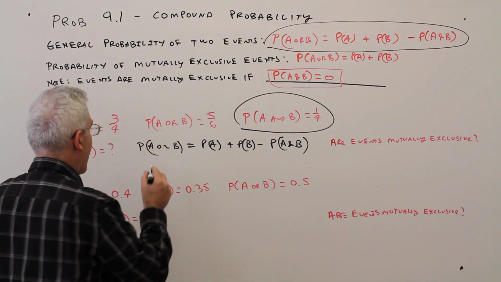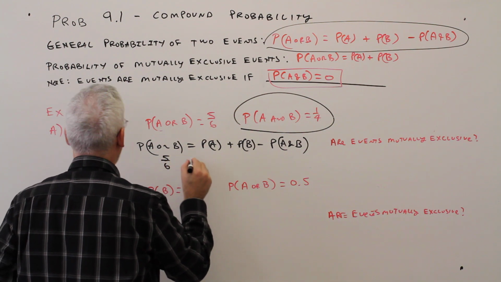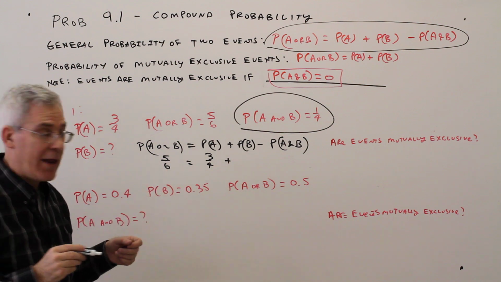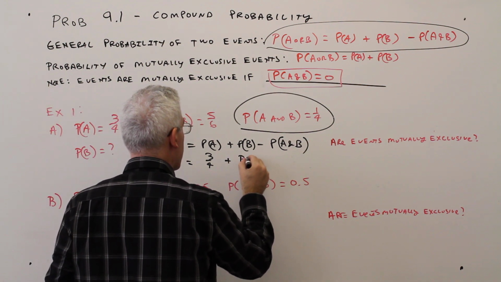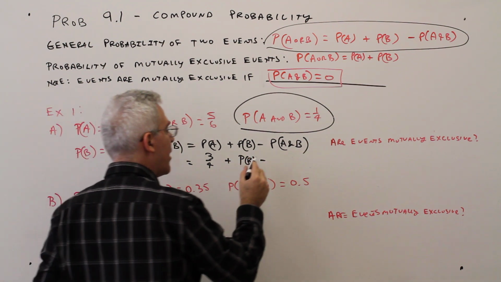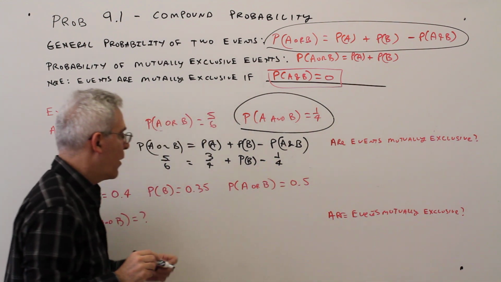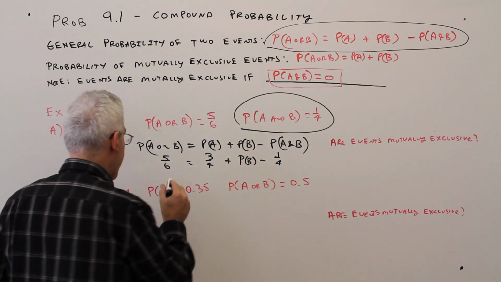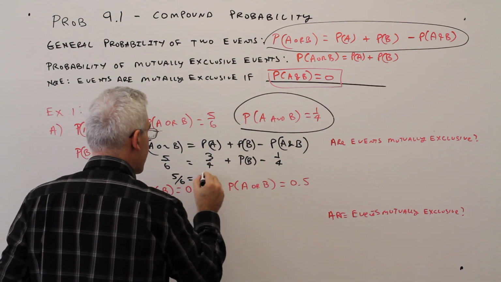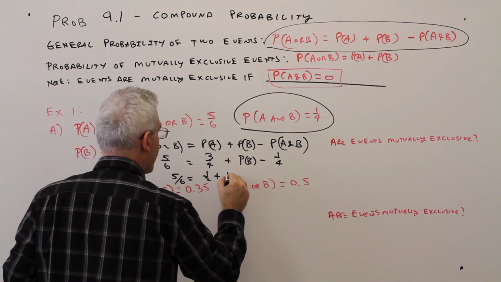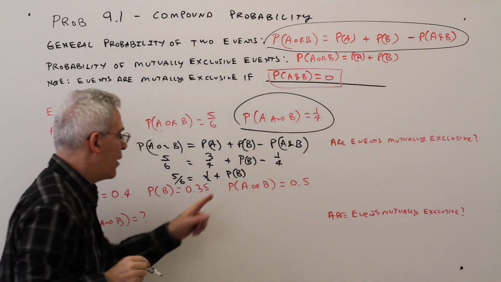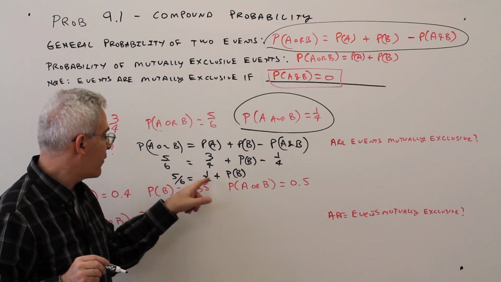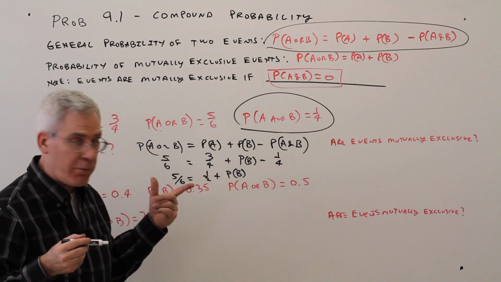A or B is 5 over 6. Probability of A is 3 over 4. Probability of B, I don't know. Probability of A and B is 1/4. Okay, so 3/4 minus 1/4 is 2/4 or 1/2. So 5 over 6 equals 1/2 plus the probability of B. Subtracting 1/2 from each side, that's 3 over 6. 5 over 6 minus 3 over 6 is 2 over 6 equals 1/3.